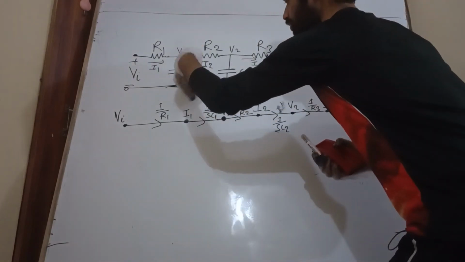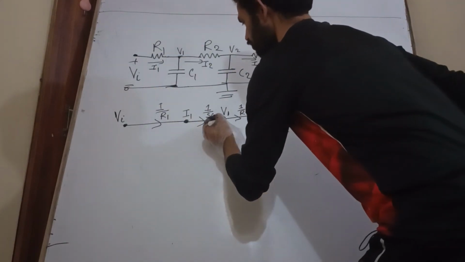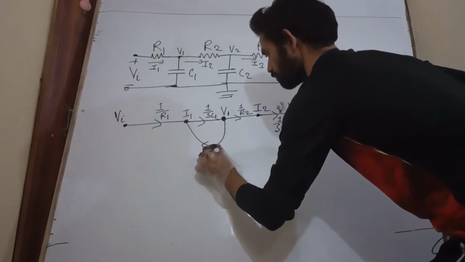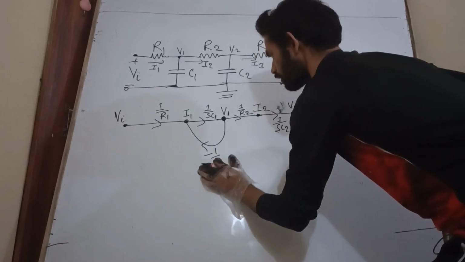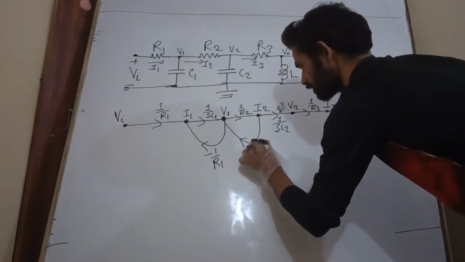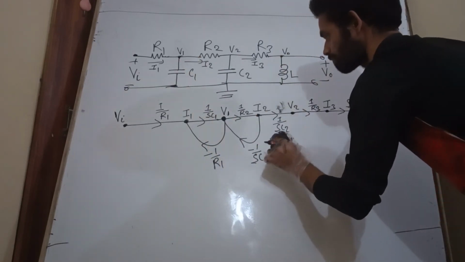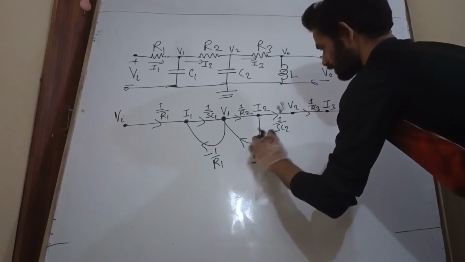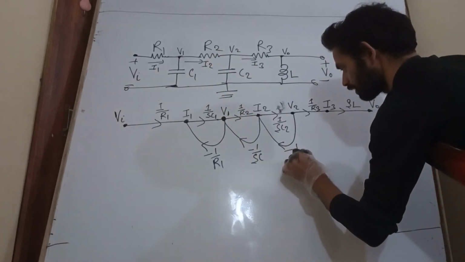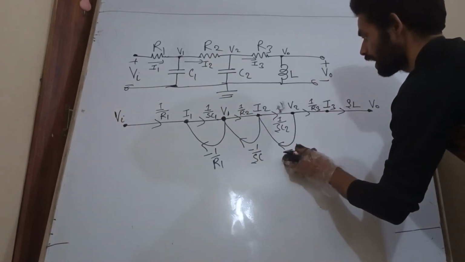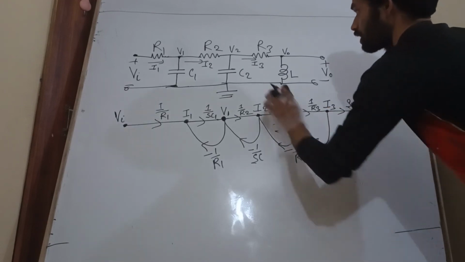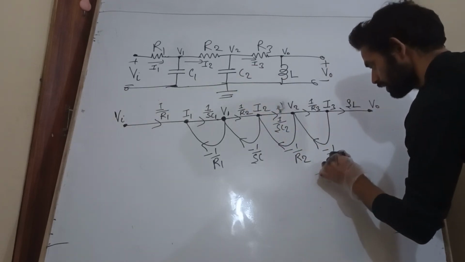Now just write the feedback. For I1, the feedback is what? Admittance of the first element, minus 1 by R1. Next element is impedance, negative feedback, minus 1 by SC1. Then admittance of R2 with negative feedback, minus 1 by R2. Then impedance of C2, so minus 1 by SC2.